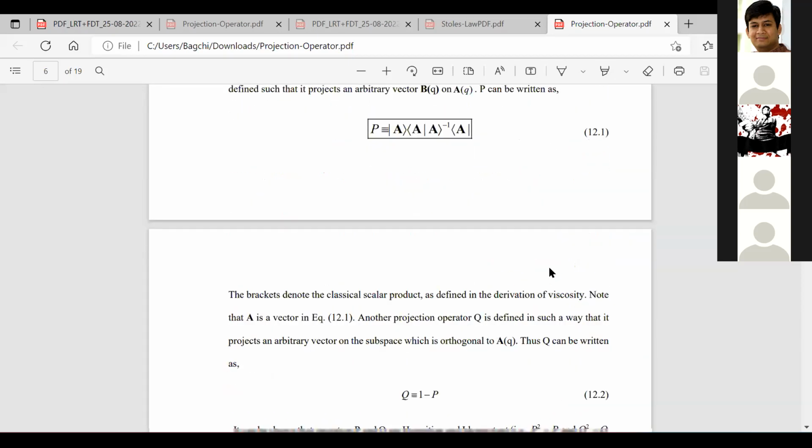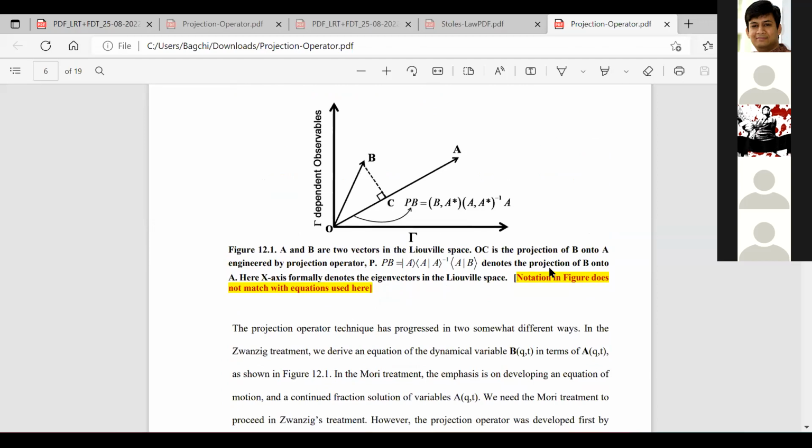So what happened now is this figure. Everybody can see the figure now? Yes, sir. Okay.